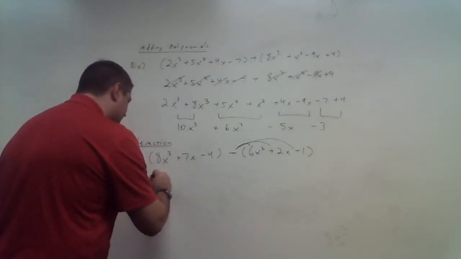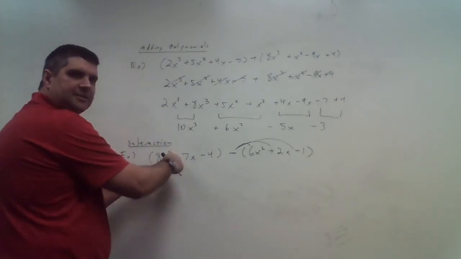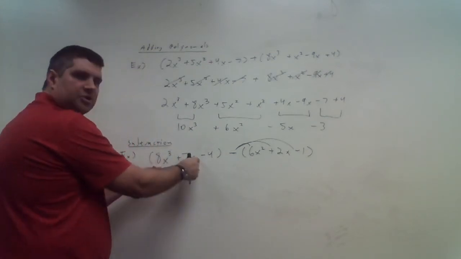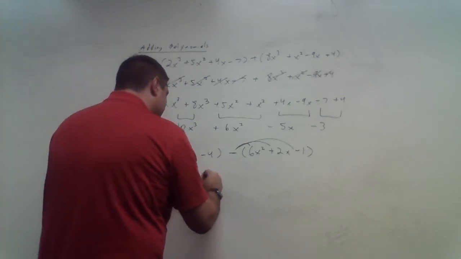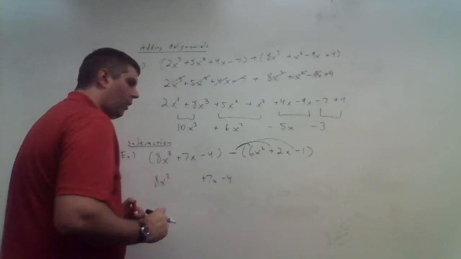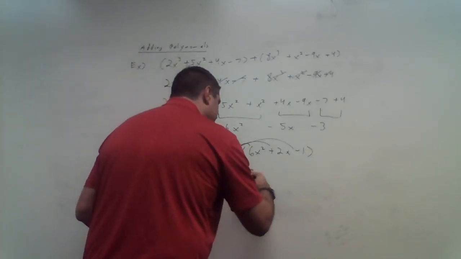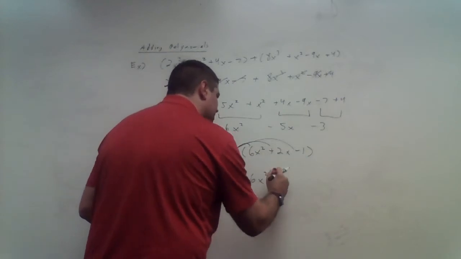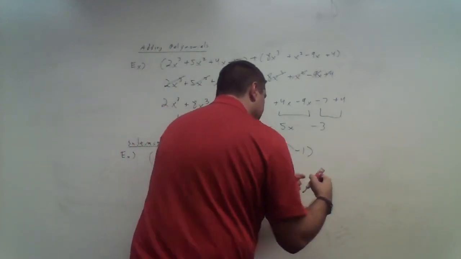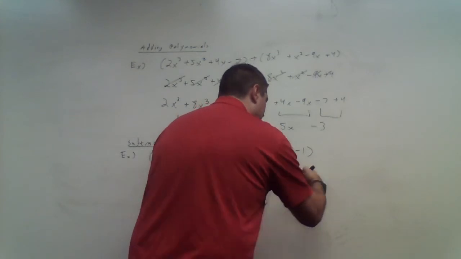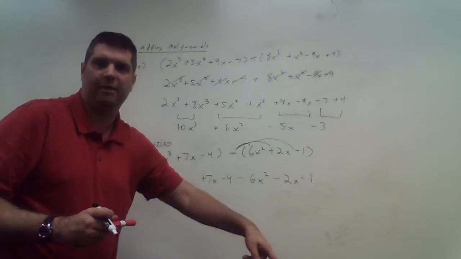This is going to be 8x cubed plus, because there's a skip power of x here, going from x cubed to x to the first, I'm going to leave space here. This will be plus 7x. This will be minus 4. Then over here, because of the minus, you'll have minus 6x squared, minus 2x, and plus 1. Because of the sign changes. Why the sign changes? Remember, you're multiplying by a negative. Okay?